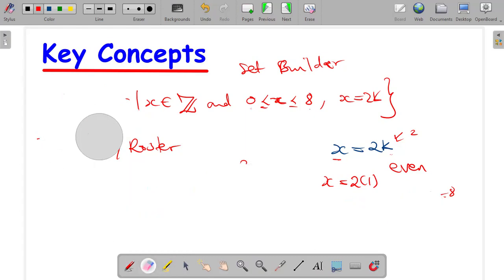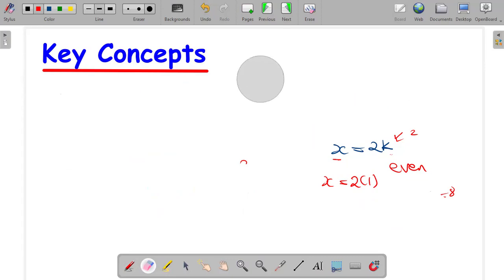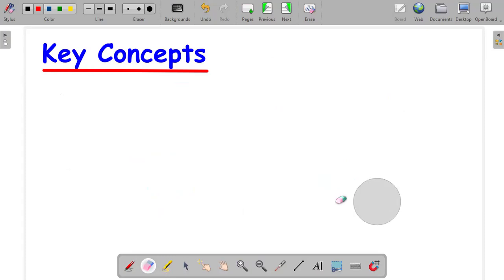Okay, so what is the next concept that we want to look at? The next concept that we're going to look at is some special type of sets. The first one which we're going to look at is the empty set. So what is this empty set?